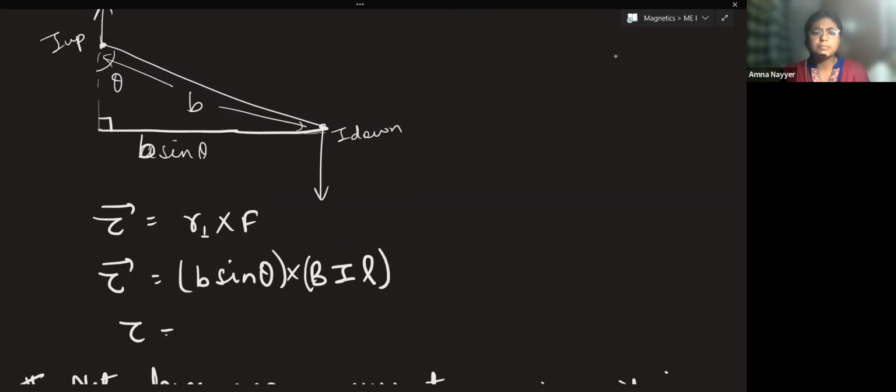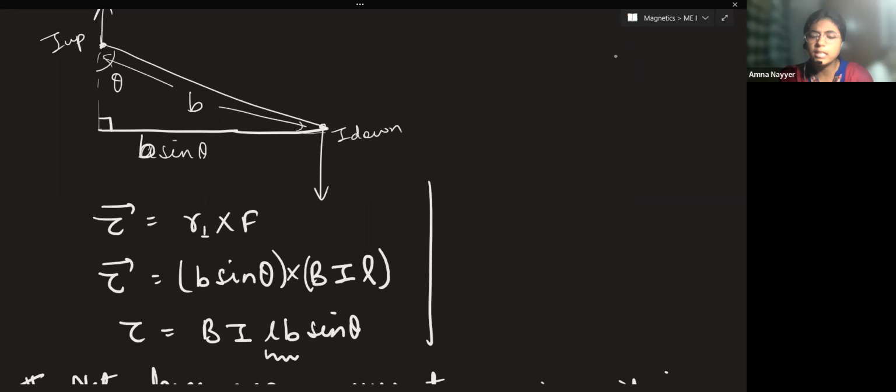So this becomes, for this case specifically, but we are talking about general right now, so let's consider it as theta. So this becomes B I L B sine theta. Fine, I have just rearranged the terms. It will be 90 degrees when the length and the plane of the magnetic field are perpendicular. Here we have chosen an angle theta to cover all the cases that are possible.